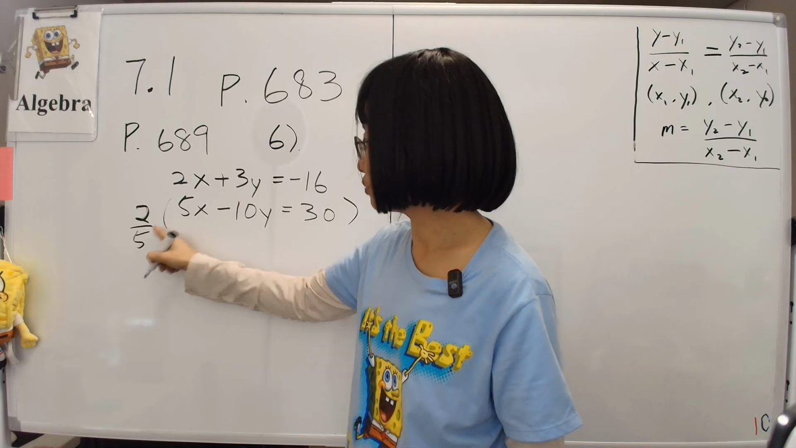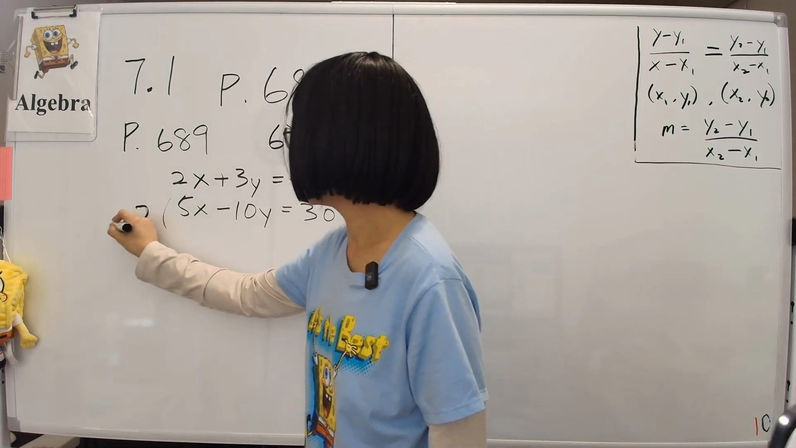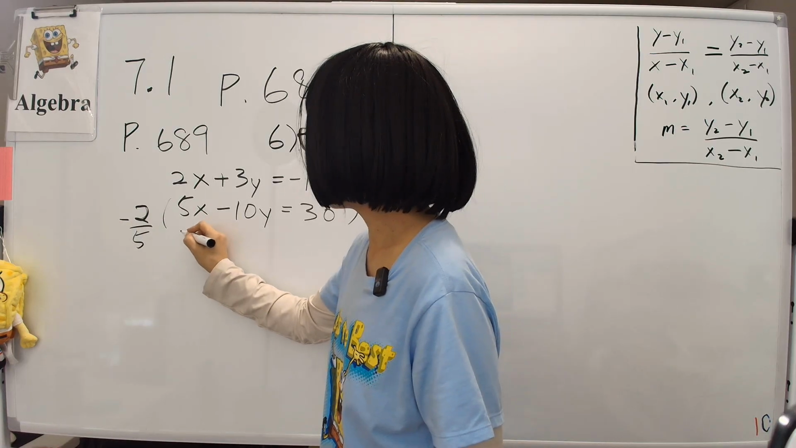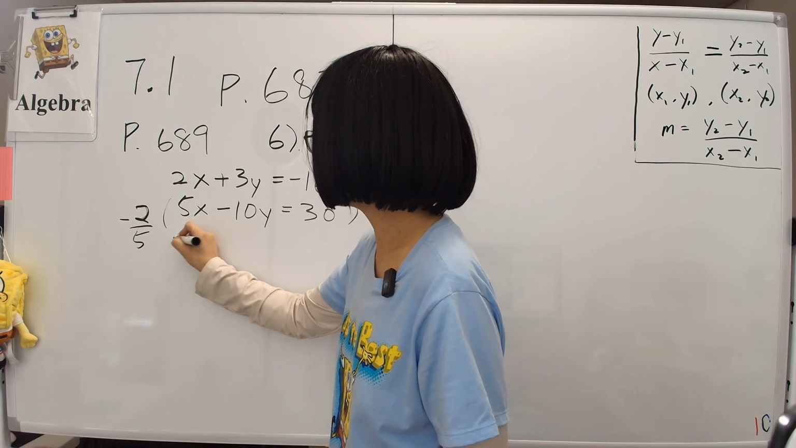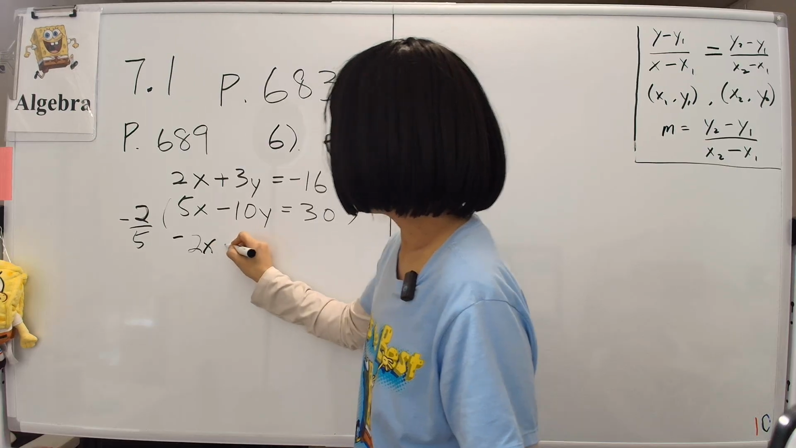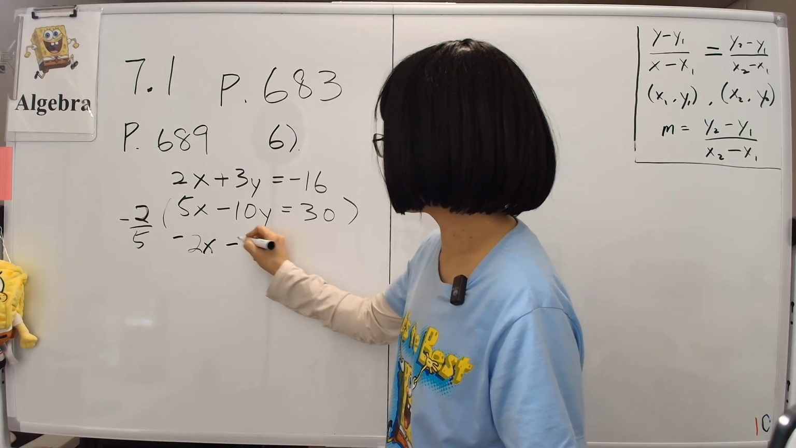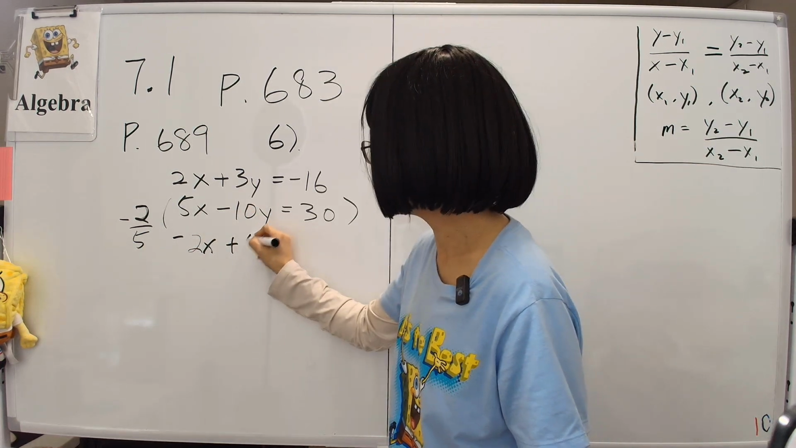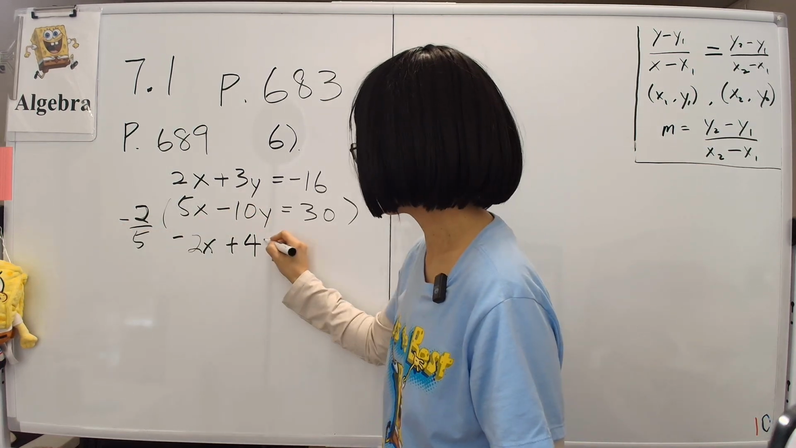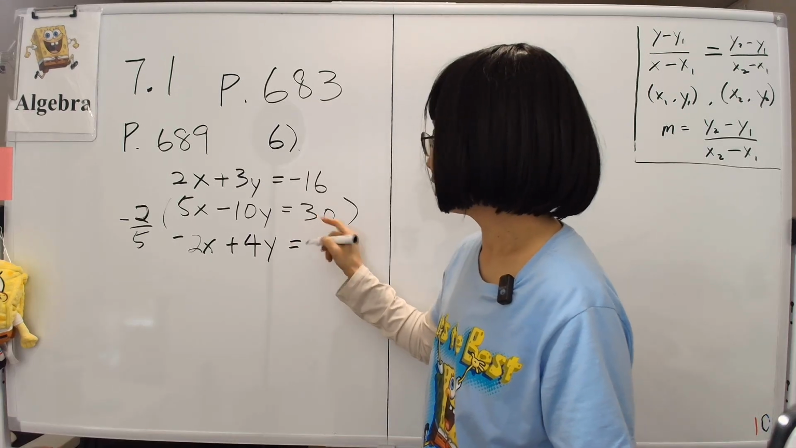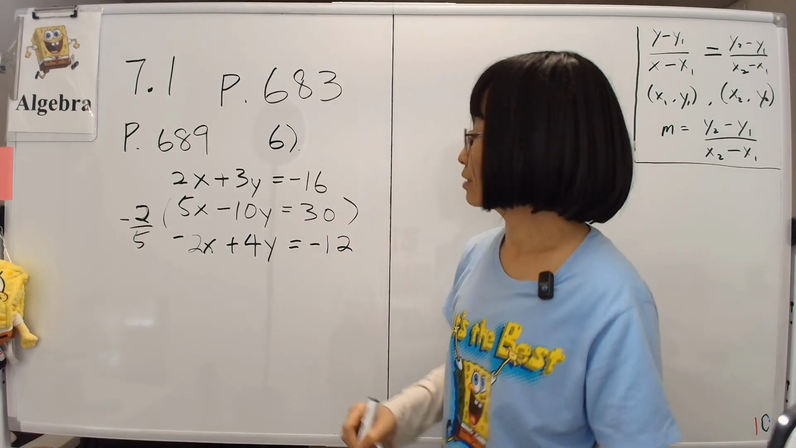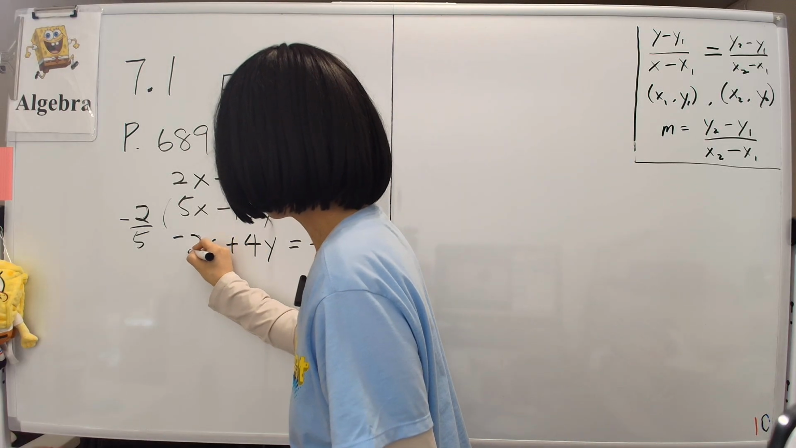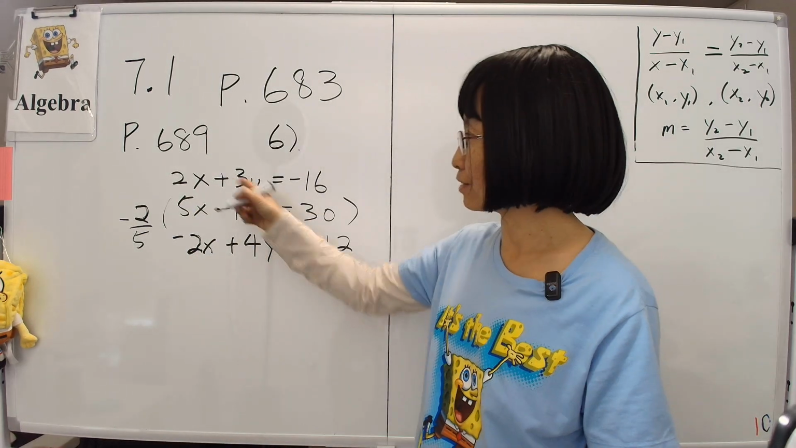So 2 over 5 times 5, let's put a negative sign here too. So this times that is going to be negative 2x, and then plus, cancel out the 5, have a 2 left, so 4. Negative and negative becomes positive, so 4y equal to minus 12. Then we have a minus 2x here, and a plus 2x here, so I don't have to do anything there.